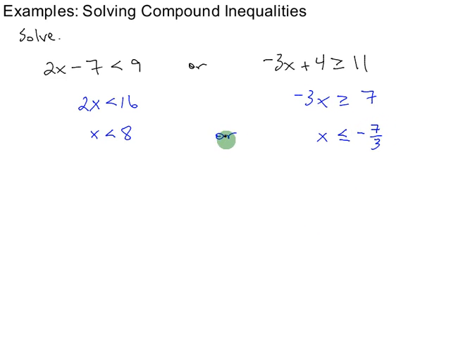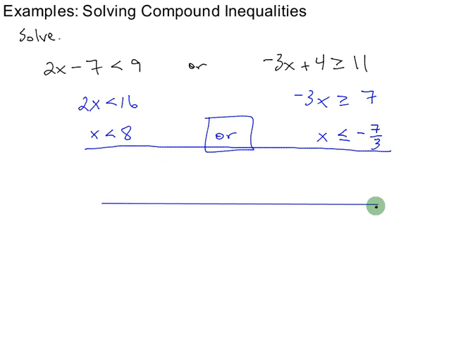Alright, so now we've got this new compound inequality that's much easier to understand because we've solved each of the inequalities separately for x. Now we have to take into account this word or and put both of these together to figure out the solution to the whole thing. So x could be less than 8 or less than or equal to -7/3. So I want all the x values that make either one of these true. So -7/3 is here, 8 is here.